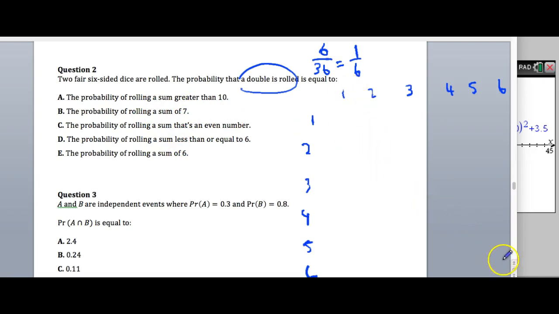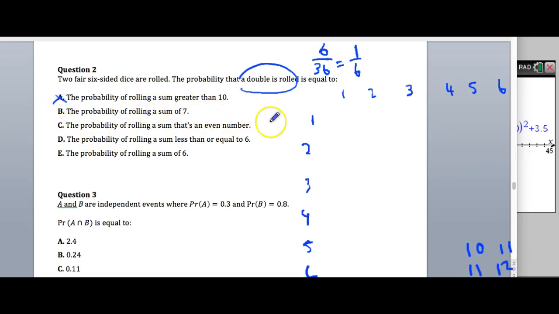Greater than 10. So what do we got? 12, 11, 11. So it's good that they're symmetrical. 10. We want to be greater than 10, so there's only 3 possibilities there. So it's not A.